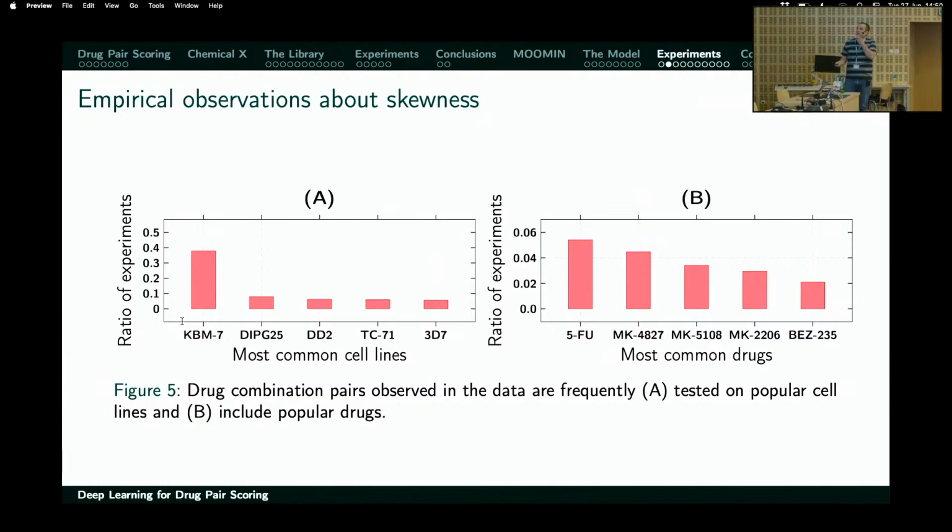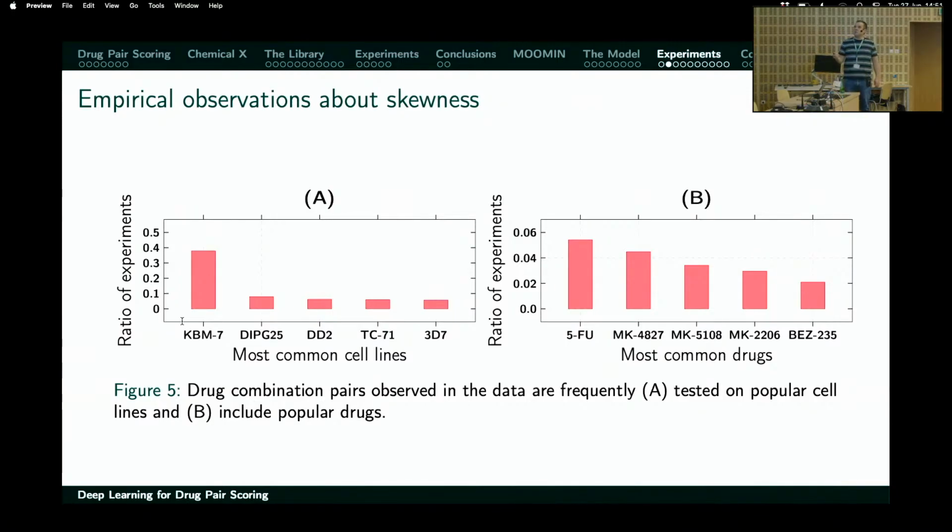If we look at the 5 most common cell lines that you observe in the data, how the ratio of actual assays and experiments is distributed, what you see is that 40% of the data comes from one single cell line overall of the data that we were able to use. This is kind of reasonable because certain cell lines are very easy to propagate and very easy to obtain, but you have a massive bias.